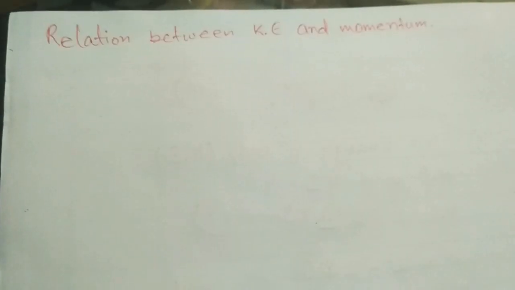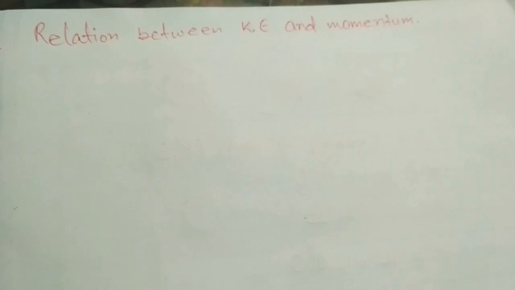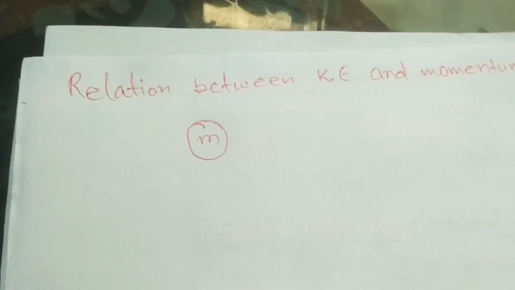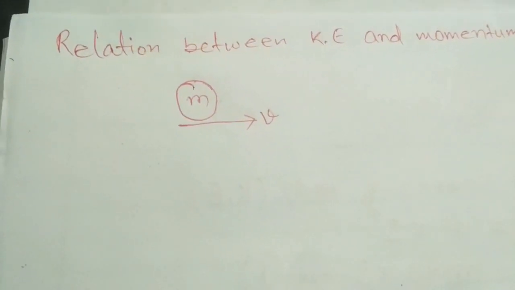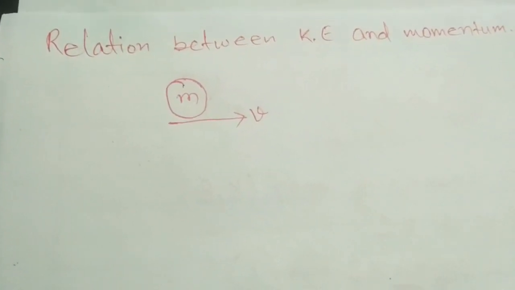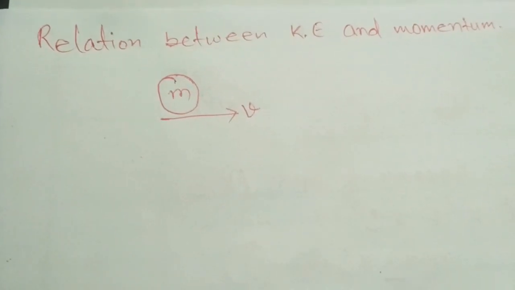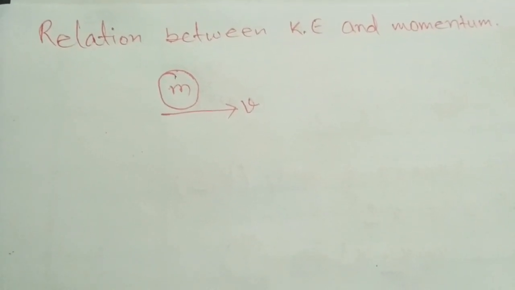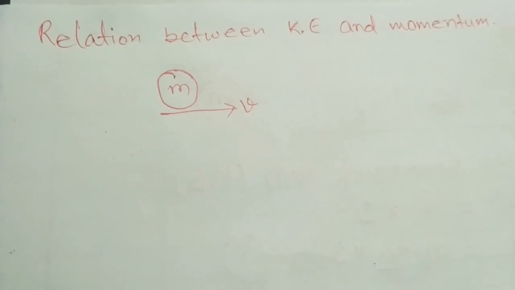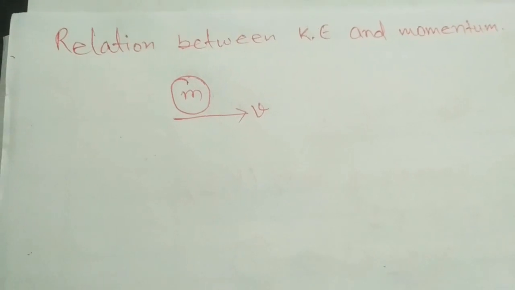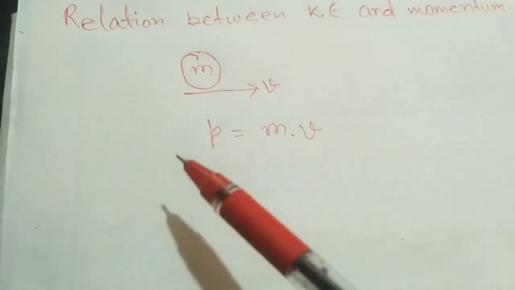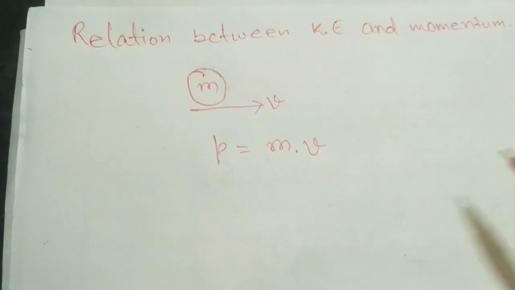So our next topic is the relation between the kinetic energy and the momentum. Let's prove the relation between the kinetic energy and momentum. Again, let a body of mass m be moving in this direction with velocity v. As the object has velocity and mass, it already possesses kinetic energy. And I think you know the momentum is the product of mass and velocity. Using that, I'm writing first the momentum of the object. So this is the relation between the momentum, mass and velocity.